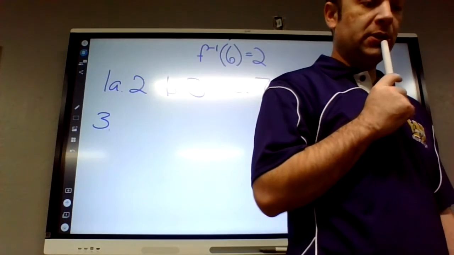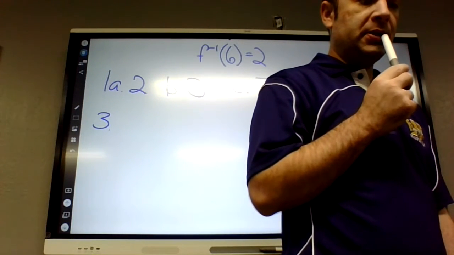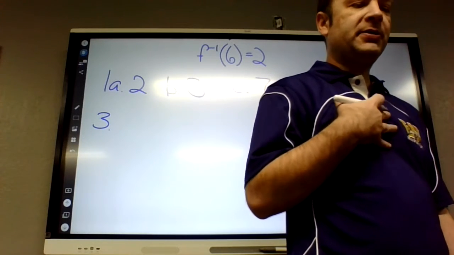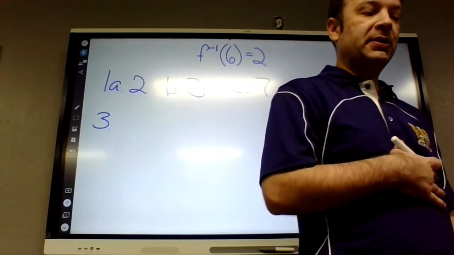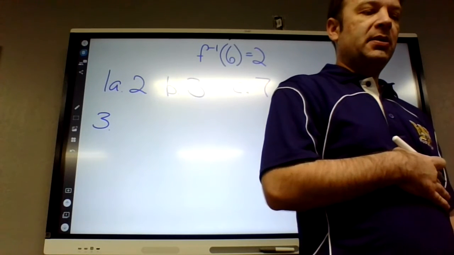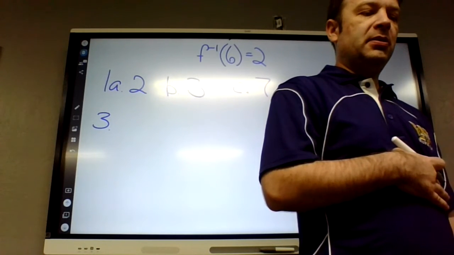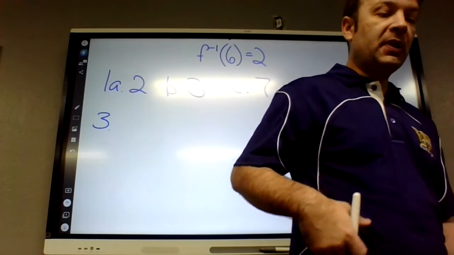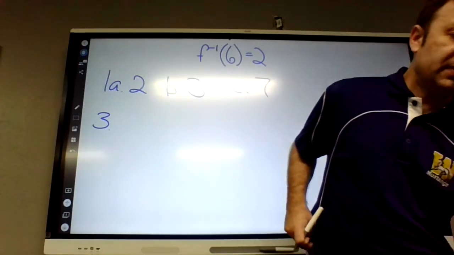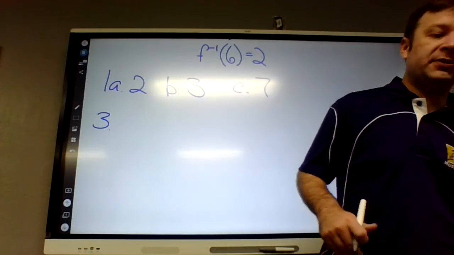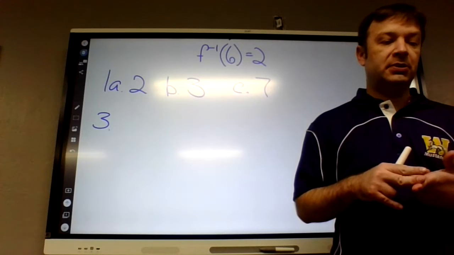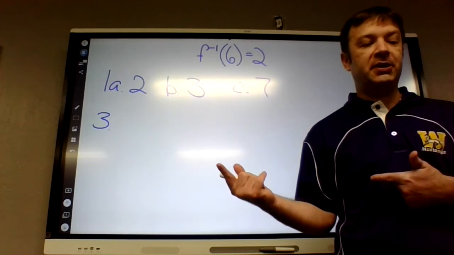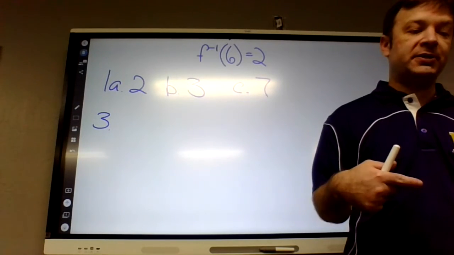Number 3. g of 3 is 5. g of -1 is 5. Explain why g has no inverse. Okay, so this is just a little sentence answer. A function has that for each x value there's only one y value. But the inverse would basically have to have each y value only have one x value.